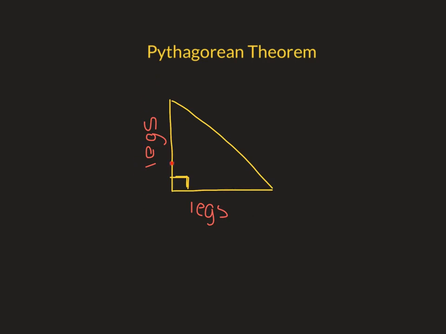So see how these connect here? So that makes them the legs. But what's really important is what the side across from the right angle is, which is what we call the hypotenuse. Hypotenuse. Super weird, I know, but that is what it's called. It always reminds me of a hippopotamus for some reason.